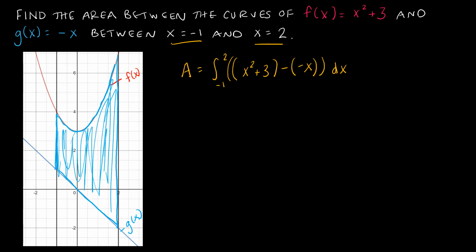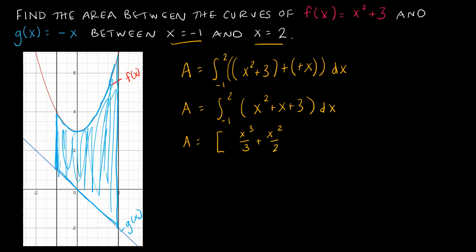Just as I did last time, if I'm subtracting, I can make it plus and change the sign of everything in the second expression, which in this case was just negative x. So I am going to integrate from -1 to 2 by doing some simplification of x squared plus x plus 3 dx. So now I can integrate, and again, using the power rule, x squared becomes x cubed over 3, x becomes x squared over 2, and 3 becomes 3x, and we're going from -1 to +2.